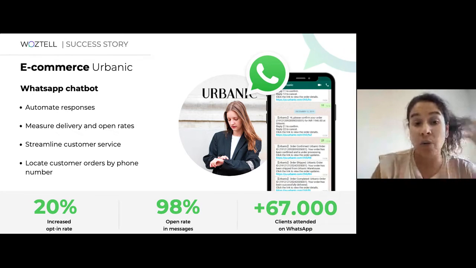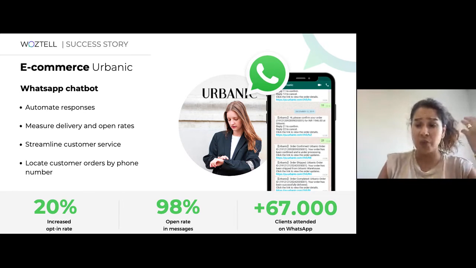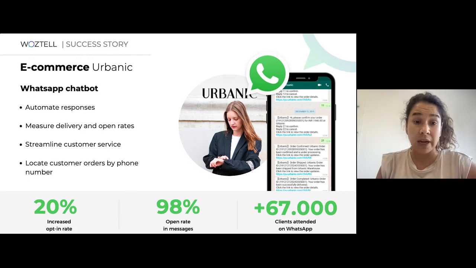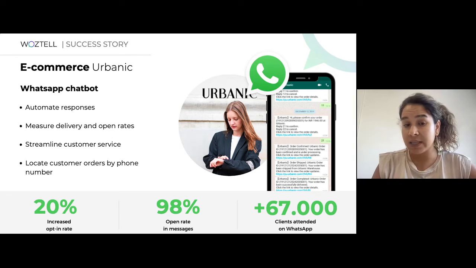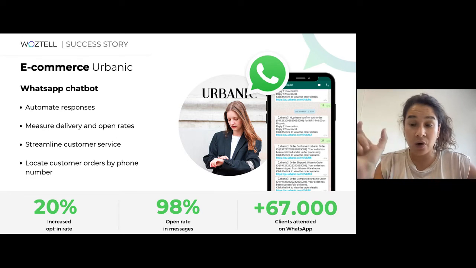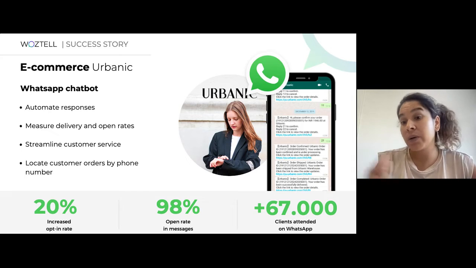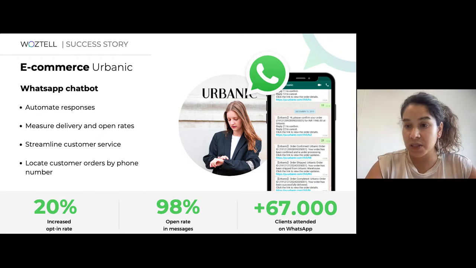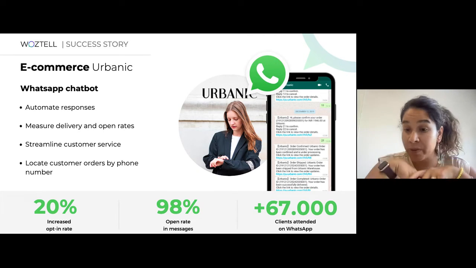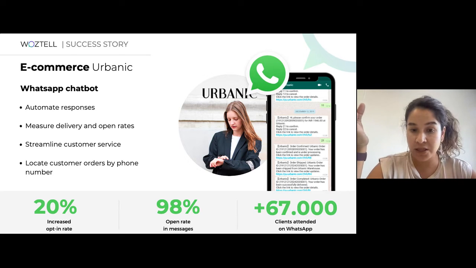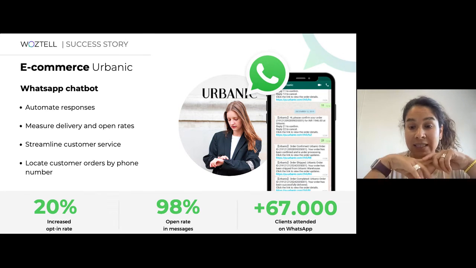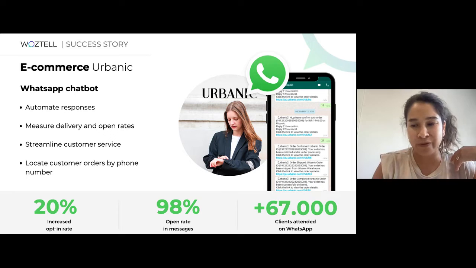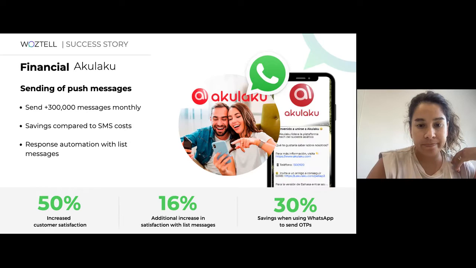If they wanted to check delivery, they just put in the number and it says your delivery is being delivered at this time. Or if they wanted to return something, they could say, oh, customer service, I want customer service. How can I help you with customer service? Please, I want to return. Then they send a code with which they can return the product they wanted to return. And the results: a 20% increase in open rate, a 98% rate on messages, and they got over 70,000 client attendees on WhatsApp, which is massive. It speaks for itself, really.